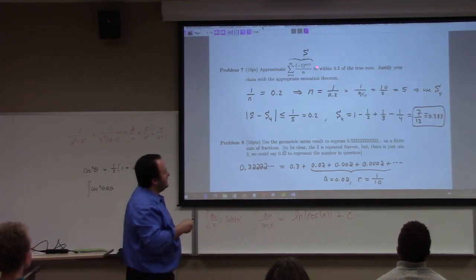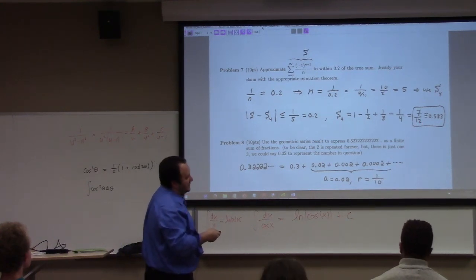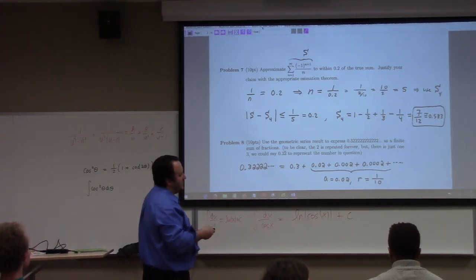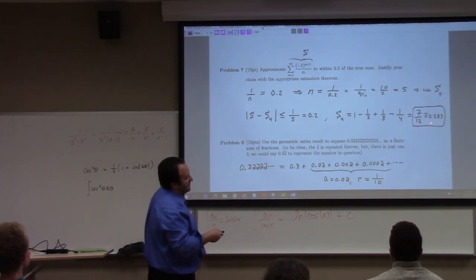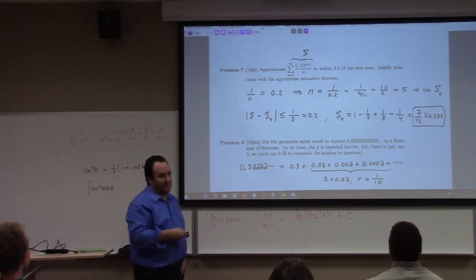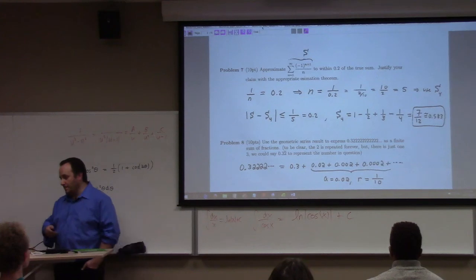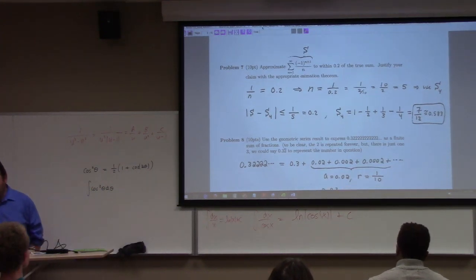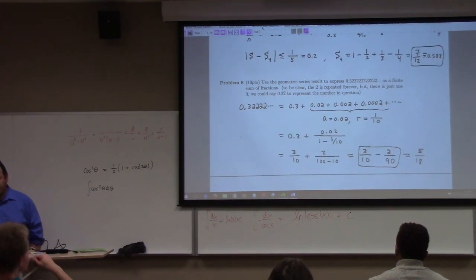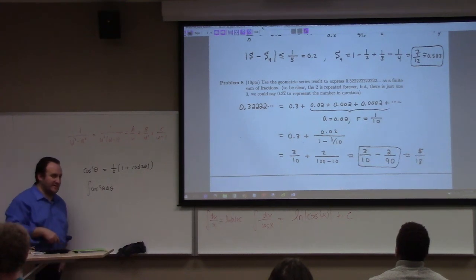By the way, this thing actually works out to log 2. We proved that at one point. And log 2 is 0.69 or something. So as you can see, it's actually better than 0.2. It's about 0.11 away from the real answer. So the alternating series estimation theorem tells you the biggest the error can be. It doesn't say the error actually is that big.